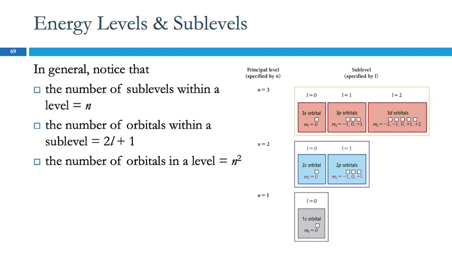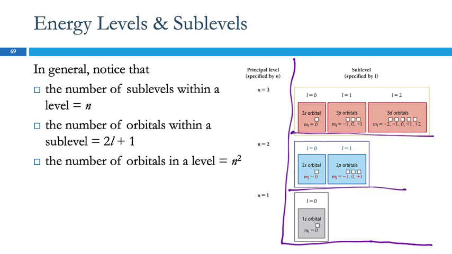And I'll just give you a little sneak peek at one of my favorite analogies. This is called the Quantum Hotel. It's a discount resort for electrons. So I think of this as being like a hotel. So this is the first floor, the second floor, and the third floor. And the sublevel is a room, and the orbital is a bed.